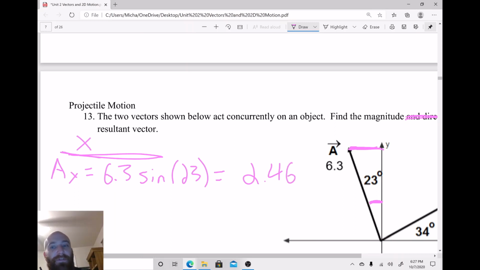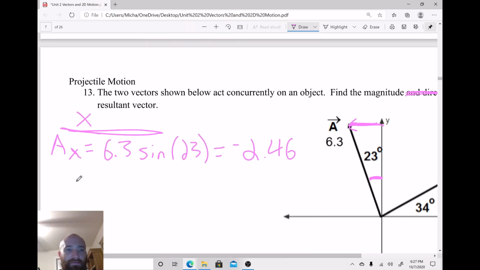But be really careful here. You see how that x direction is to the left-hand side? It's in the negative direction. I'm going to make that negative because, again, that x component is pointing towards the left. Let's make this more clear that it's an x. Okay, now let's do the x component of B.